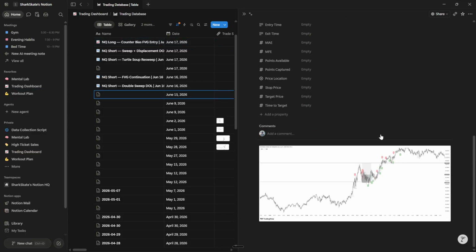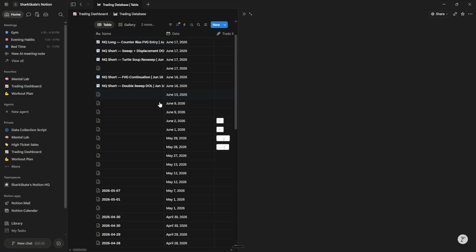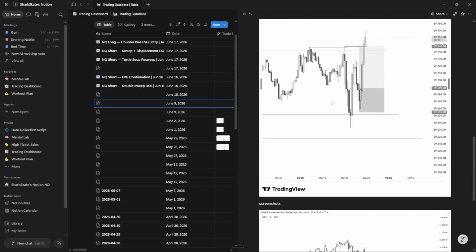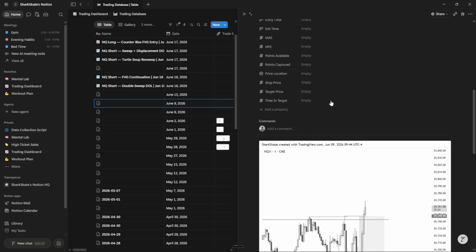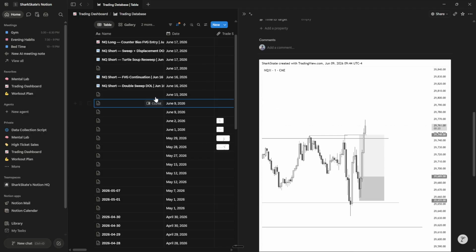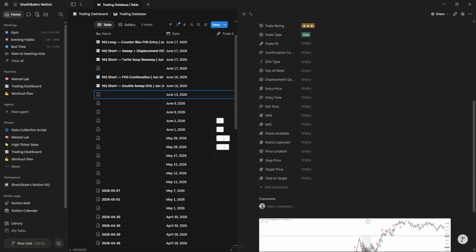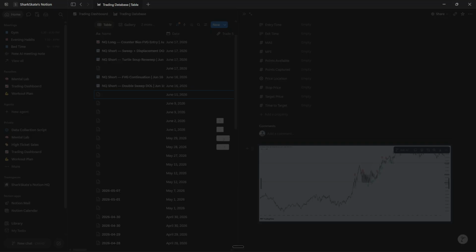Let's see if there are any other trades I need to reference. So June 15th, what did I take here? What was that? June 9th. June 9th was a back tested trade. This was good. This is before I left, so I just took that quick one. Back tested trade. June 15th was choppy. So here's what I took.